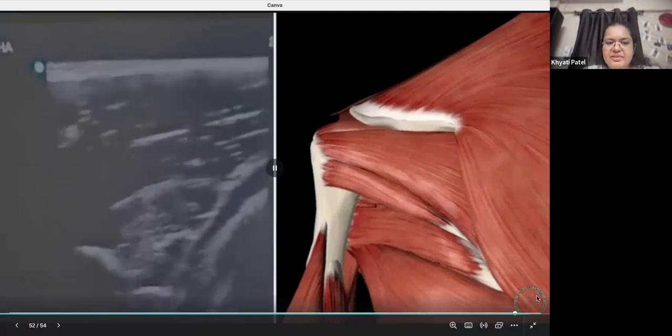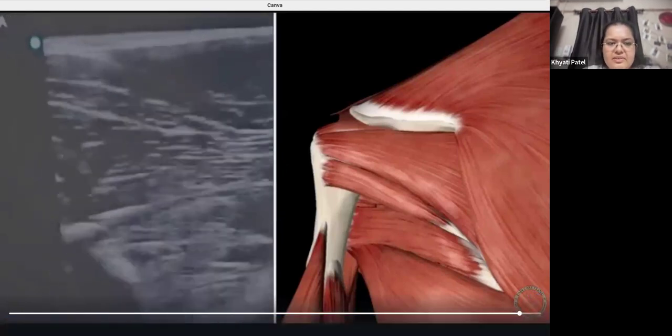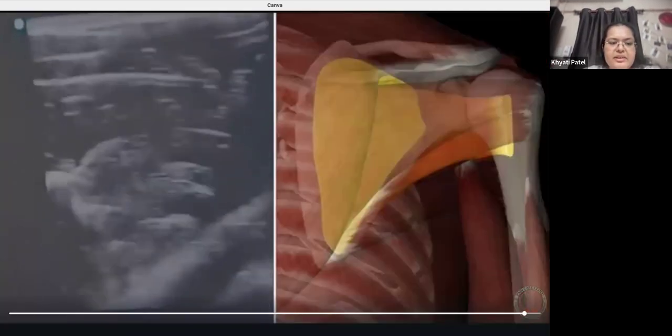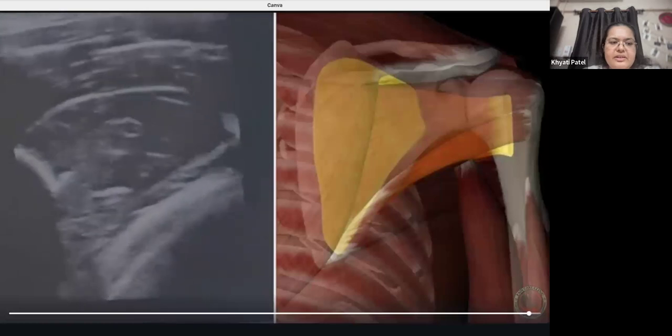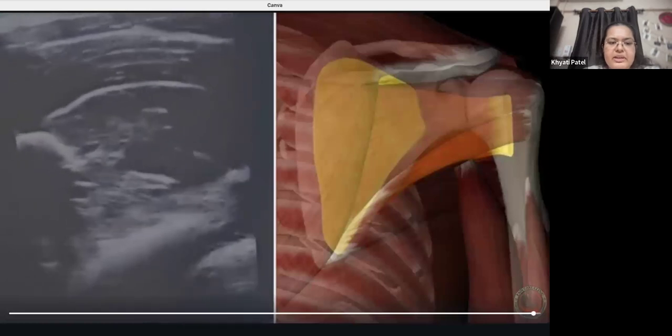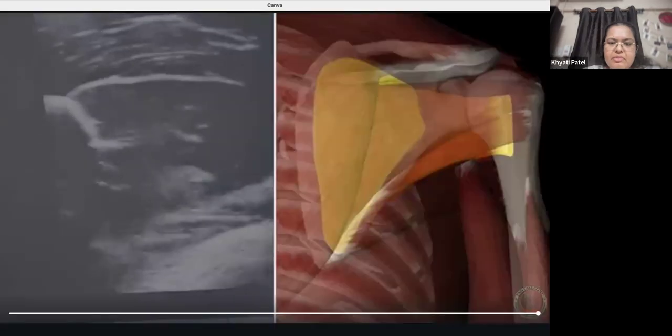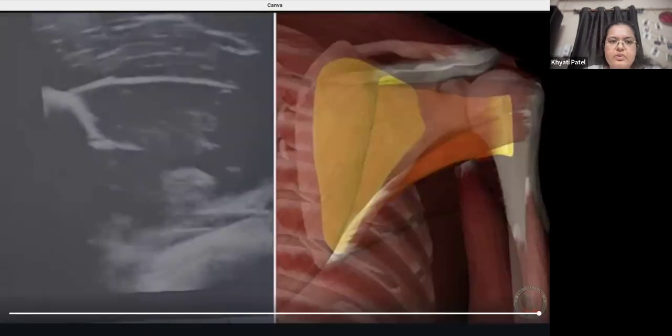This video quality is not that great, but it conveys the message. So here you can see on the left side, you can see scapula. Beneath the bright white part is the thoracic wall, and next to the scapula you can see subscapularis muscle.